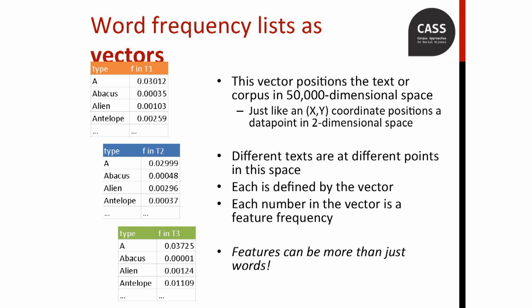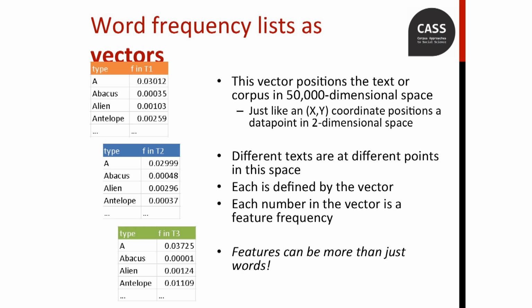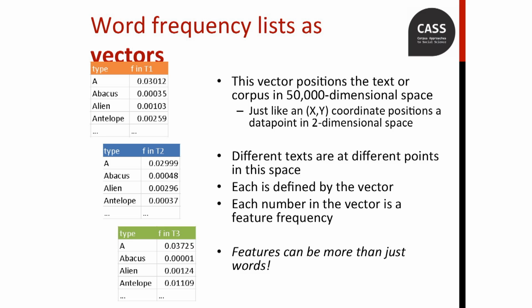So let's say we count the frequency of all our word types, and then we take our normalized frequencies for that in text 1, and we get our numbers, and we go right the way down the alphabet. So A is 0.03 because it's A, it's really frequent. And then you've got abacus, alien, antelope, aardvark, so on and so forth, right the way down the alphabet. That gives us a vector which positions the text or corpus in the 50,000 dimensional space. Okay? So just like an XY coordinate, 2 numbers positions you in 2-dimensional space, these 50,000 numbers position this text in that space. And then we can have another vector for each of the texts that we're looking at. So we've got a vector, a vector, a vector. Different texts then have a vector that defines them, puts them at a point in space. Each number in the vector we can also call a feature frequency, and the features in this case are our word frequencies. Is everyone following along?